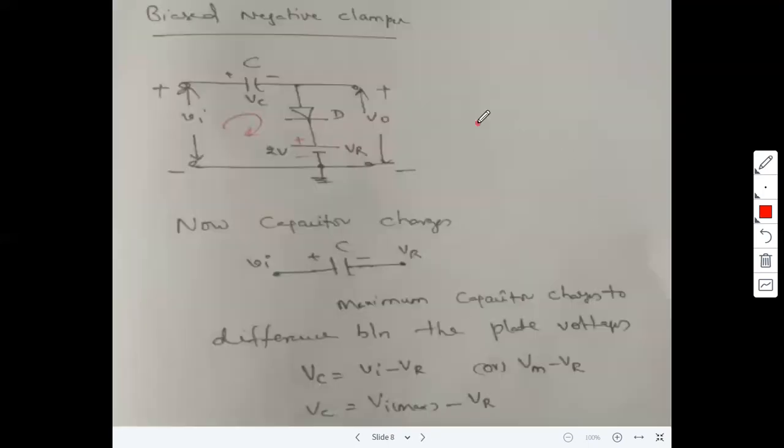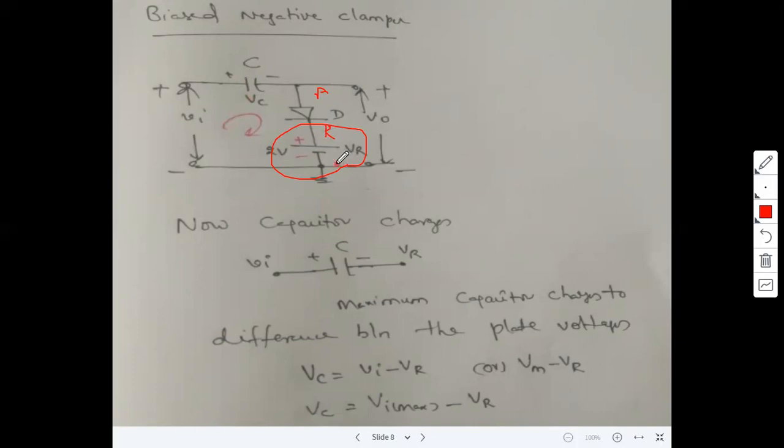Okay. Now, the biased negative clamper. In a biased negative clamper, we use some external DC voltage. This is called the reference voltage. It is connected to the diode cathode terminal. This is the anode terminal, this is the cathode terminal. Now remaining everything is the same.